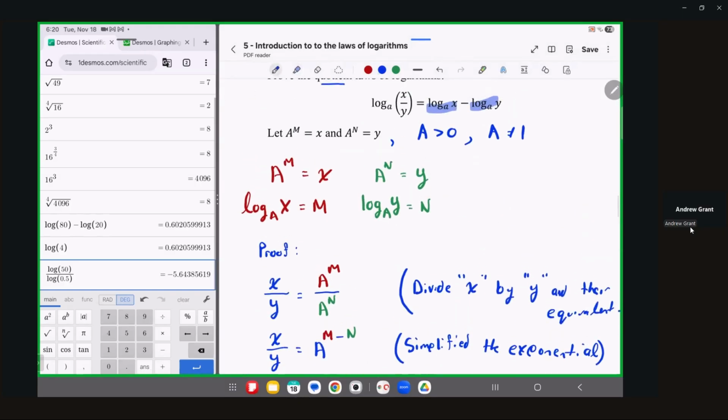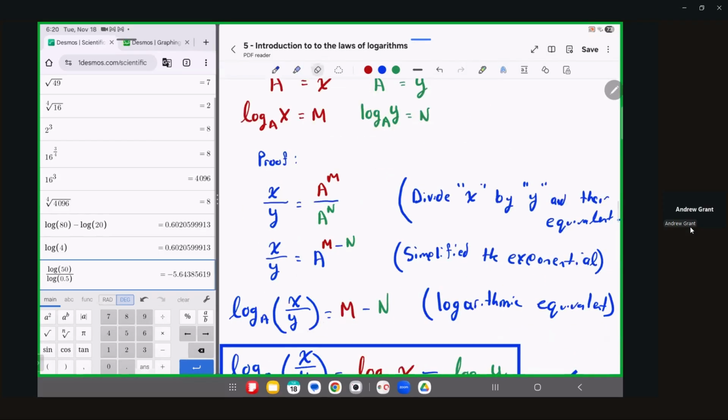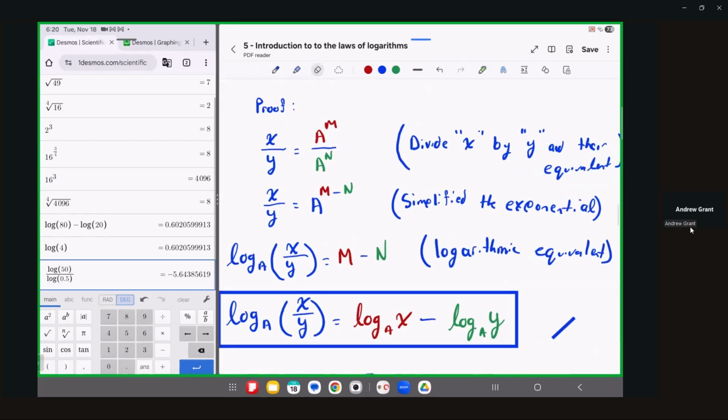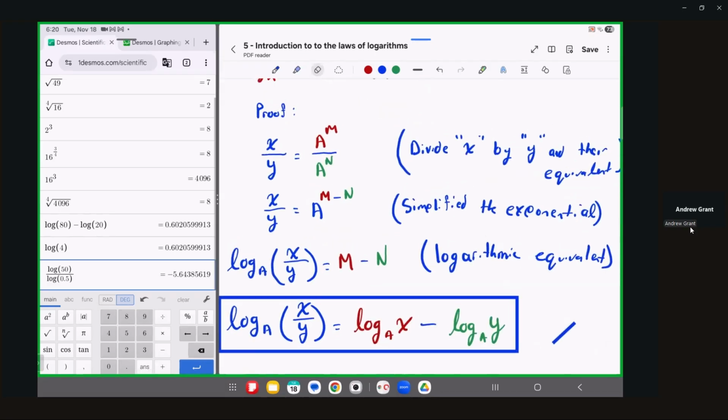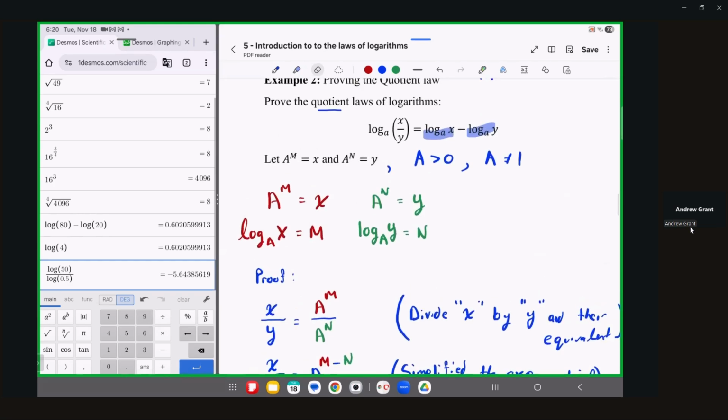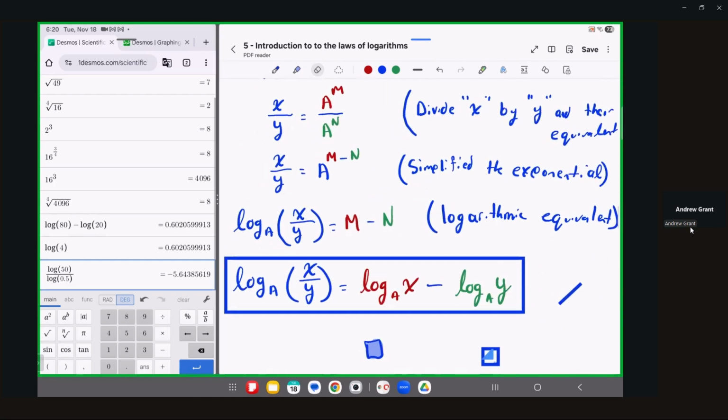Okay, so this proof was able to work, and all we had to do was start with our statement from above. So we said, let a to the power of m equal x, and let a to the power of n equal y, stating that with their logarithmic equivalent. And then we were able to just run through the algebra. You can use similar techniques to prove the product, and then later, if you so wish, you can also prove the power law of logarithms in a similar manner.